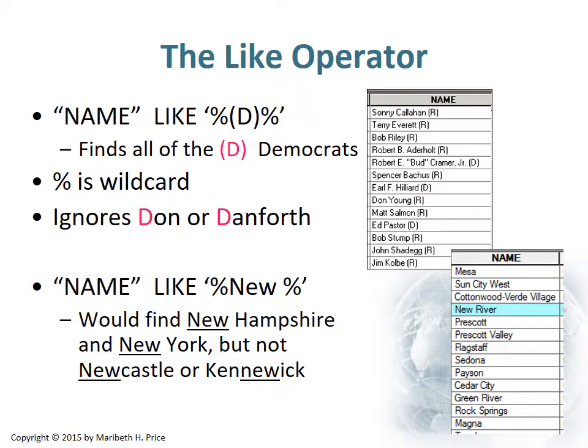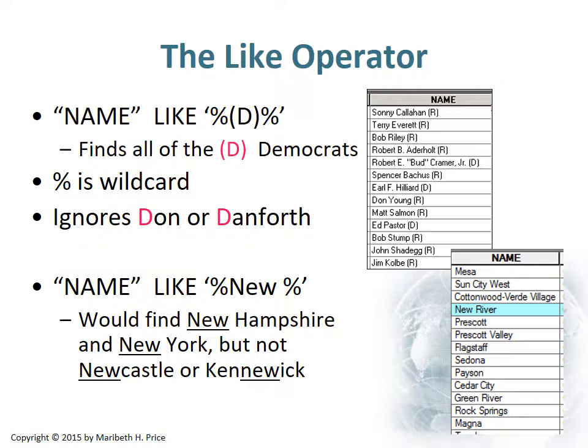Okay, so we substitute for the asterisk the actual command that's used in ArcGIS, the percentage sign. So name LIKE '%(D)%' will find everything in the column that has that set of characters, the parenthetical, capital D, parenthetical. So the percentage is your wildcard character. It ignores all the other variations of capital D because they don't match exactly what that is.